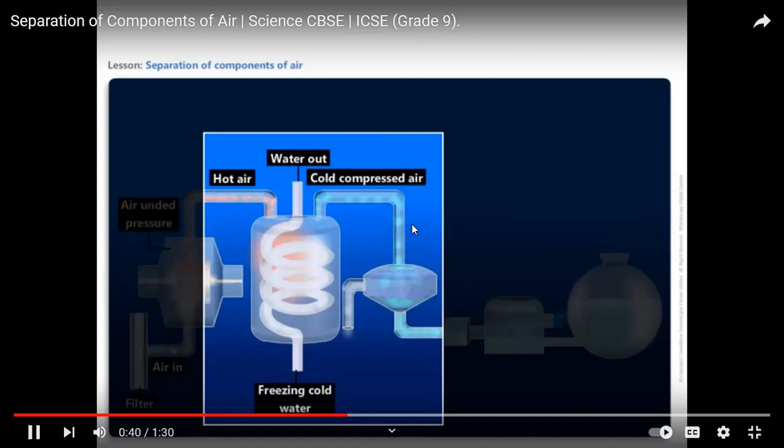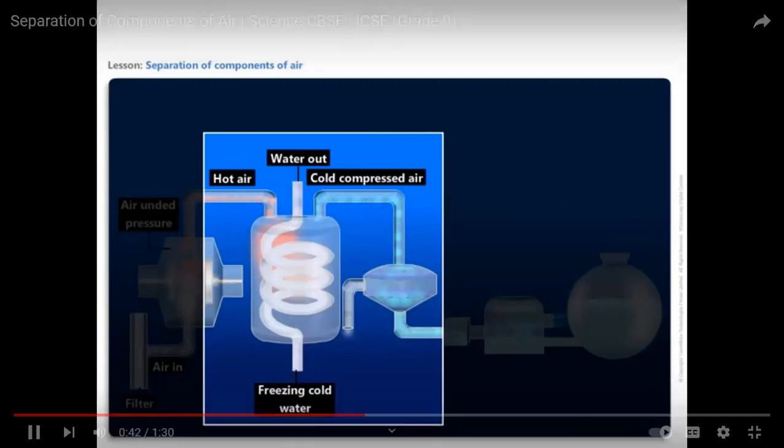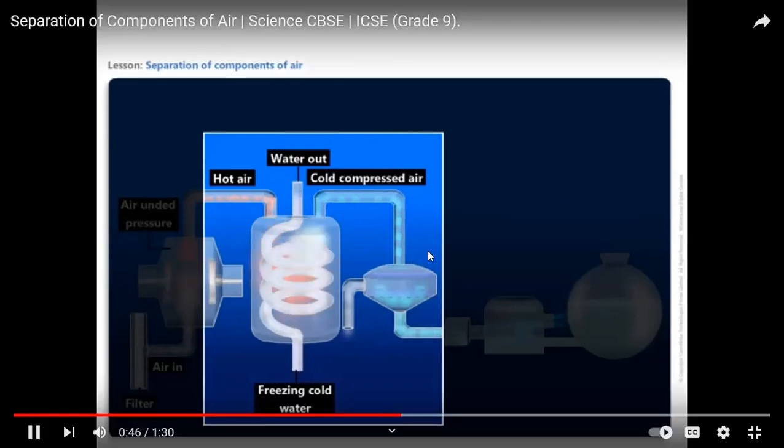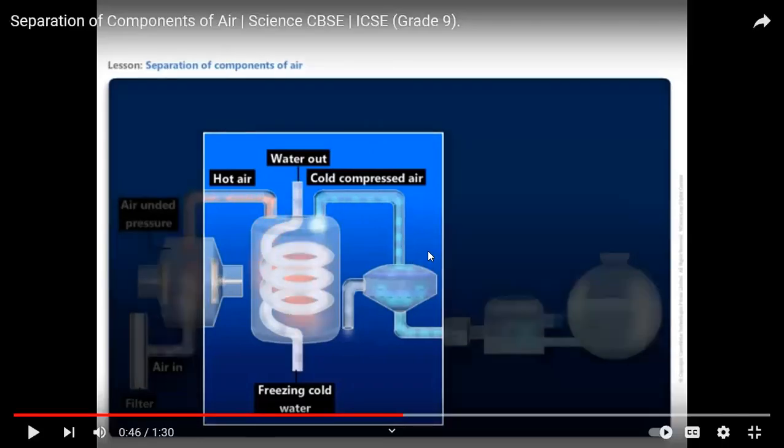Air is passed through a freezing unit where it is cooled to about minus 200 degrees centigrade. What is the temperature it is cooled to? Minus 200 degrees Celsius. What will come next? Minus 196.